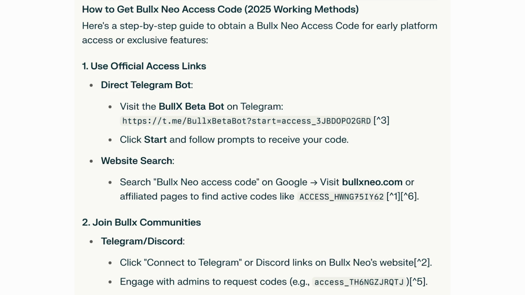features. The first thing you have to do is use the official access link, so the direct Telegram bot. So visit the Bullx beta bot on Telegram via the link below. Click start and follow the prompts to receive your code.